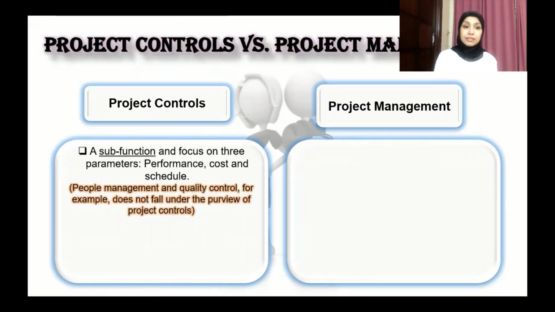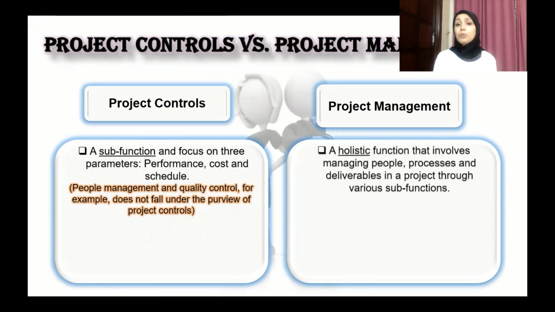And as we have said, it focuses on three things: performance, cost, and schedule. For example, if we are talking about people management and quality control, it's not a concern of project control, but rather of project management. So project management is a holistic function. It involves managing people, process, and deliverables, and it also focuses on quality and scope, in addition to the cost and schedule as well.